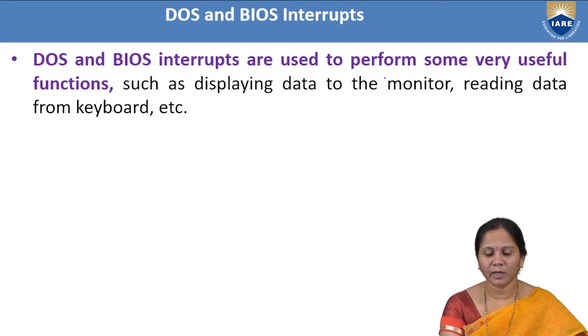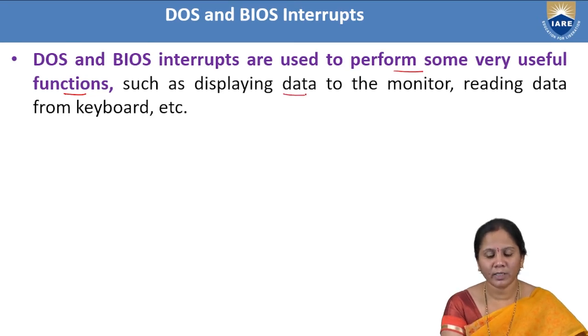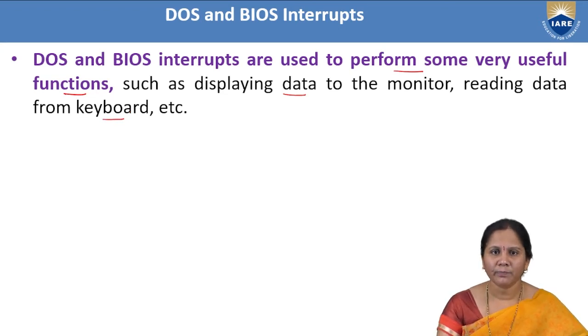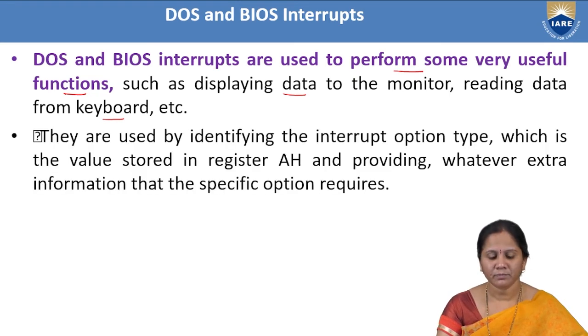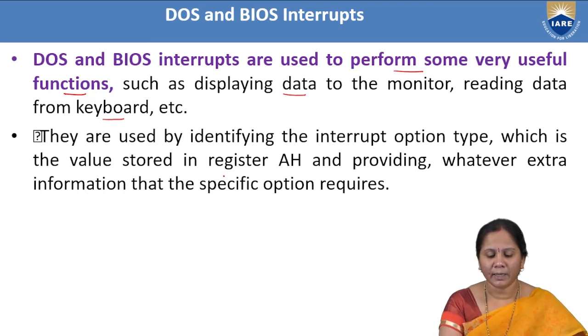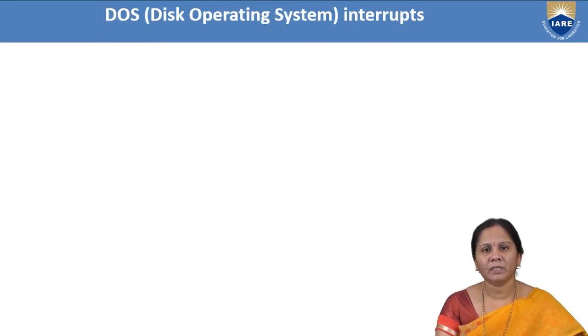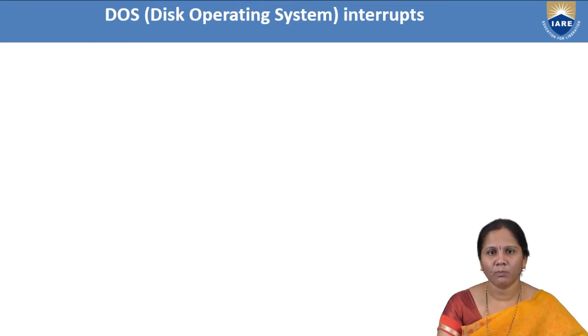These DOS and BIOS interrupts are used to perform some very useful special functions such as displaying data to the monitor and reading data from the keyboard, and not only keyboard, mouse. In order to do such operations, different DOS and BIOS interrupts should be used, and they are used by identifying the interrupt option type, which is a value stored in the register AH. So in order to perform a particular operation, the value you are storing in the AH register is very important.